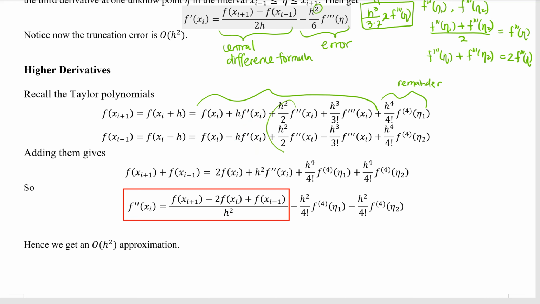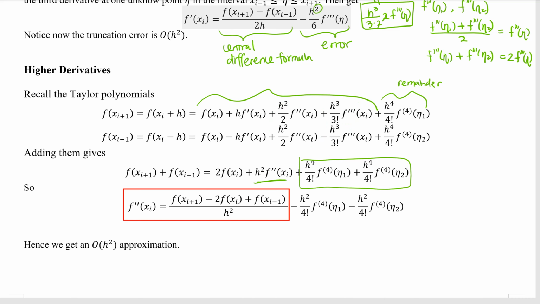Okay, and here, what do we get? So this guy, 1/2 plus 1/2 is 1. So that we have h squared f prime prime of xi. And then here they cancel. You see, actually the odd degree terms, they cancel. Okay? And at the end, for the remainder, this is the remainder.